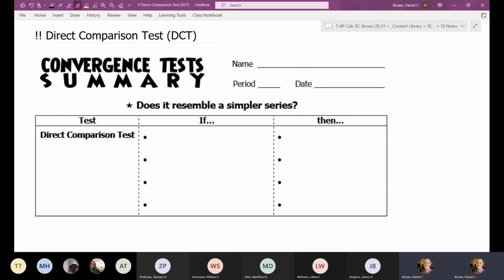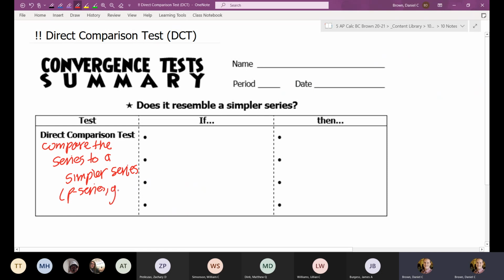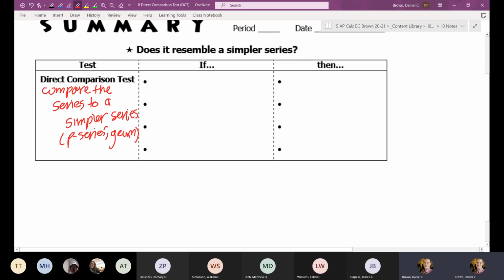Main idea of it is we are going to compare the series to a simpler series. What will that simpler series be? It will often be a p-series, or it will be a geometric one. Those are the ones that we pretty much know automatically. So that's going to be the one that you're going to want to draw comparisons with. And then basically there's going to be 4 things that can happen. We've seen 2 of them already, and then the other 2 are going to be not as exciting.